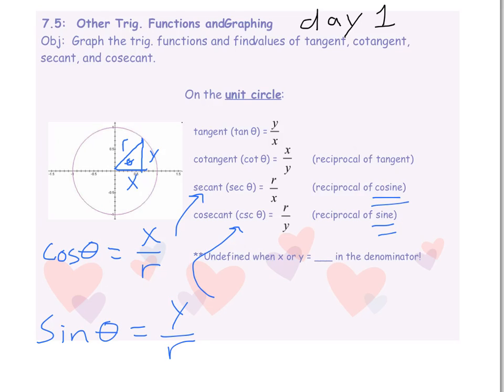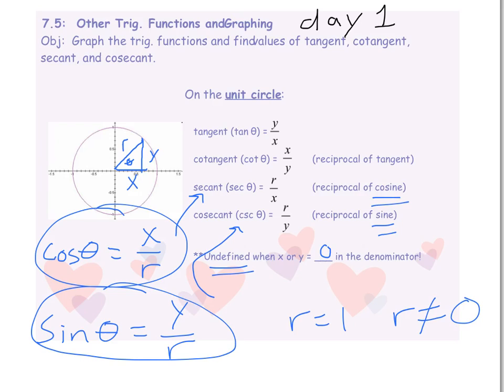Now, we'll talk about this more in 7.5 Day 2, but when x or y equals 0, we get an undefined value at that point. In a unit circle, r is always 1. And at the very least, even if we're not dealing with a unit circle, r is never 0. So with cosine and sine, we never had to think about the possibility of an undefined value at a certain angle. These other 4, we have to consider that because x and y can take on the value of 0. I'm just going to throw that out there for now. We'll touch on that in 7.5 Day 2.